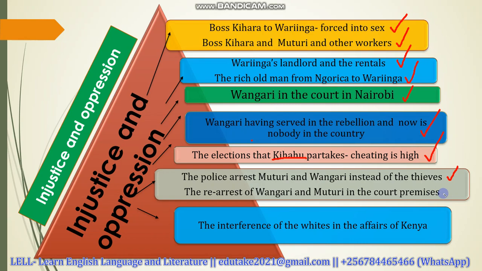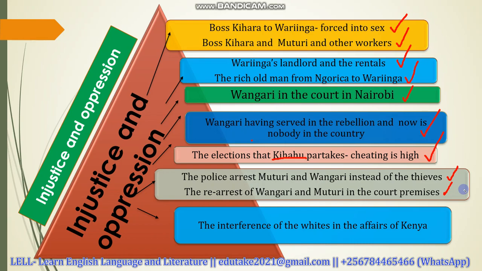But just after they have been released, the court actually realized they don't have any crime. After they have been released is the time when they arrest them again. This is a very big irony, because this is a court premise, and we expect the court premises to be protected by the law. But that is where the soldiers come in to rearrest people that have already been released on court orders.